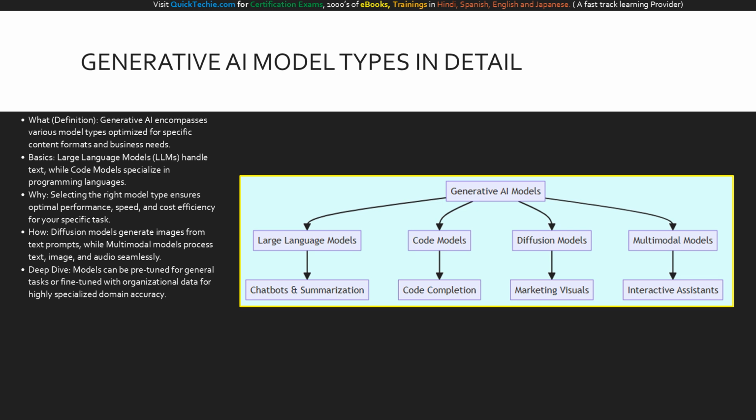For our deep dive, remember that while these models are pre-tuned for general use, they can be fine-tuned with your specific enterprise data to master niche, domain-specific tasks, offering incredible competitive advantage.